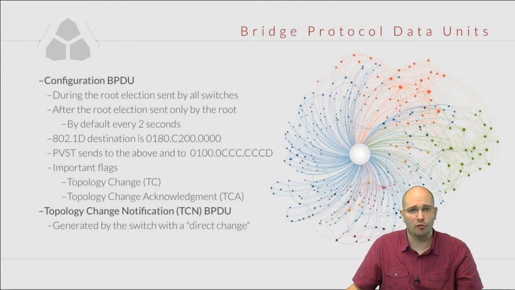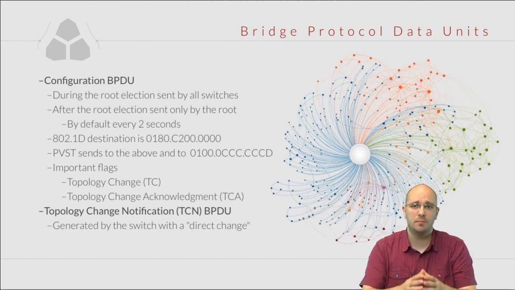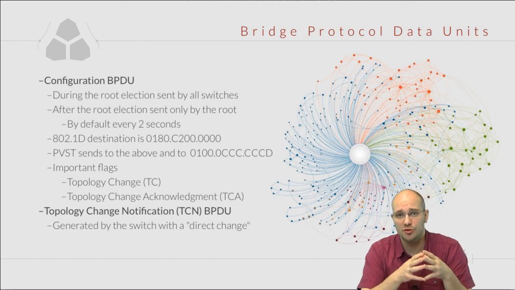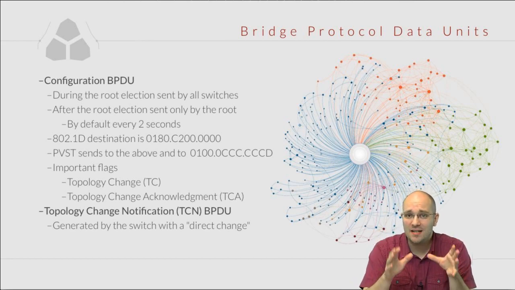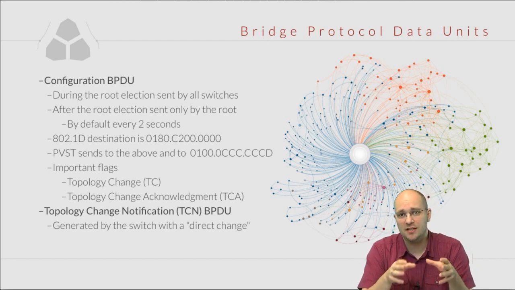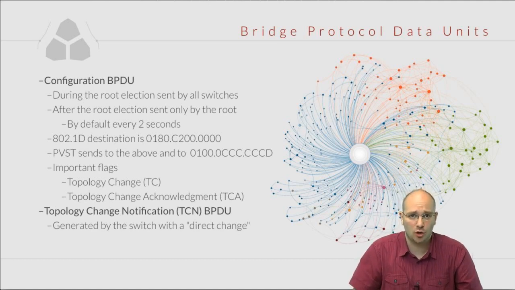There are two types of bridge protocol data units. These are the configuration BPDU and the topology change notification BPDU. The configuration BPDUs are by default sent every 2 seconds by the root switch. This is happening once the root switch has been elected. But during the election process, every single switch in the network will be sending BPDUs periodically claiming it's the root. I'm going to cover this in more detail once we talk about the root elections in a moment.